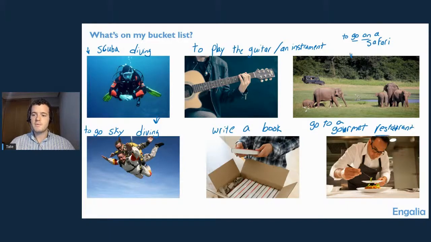Very good. Be careful with the pronunciation of this word here. I hear lots of people say restaurant or something like this. The word is restaurant. Okay.